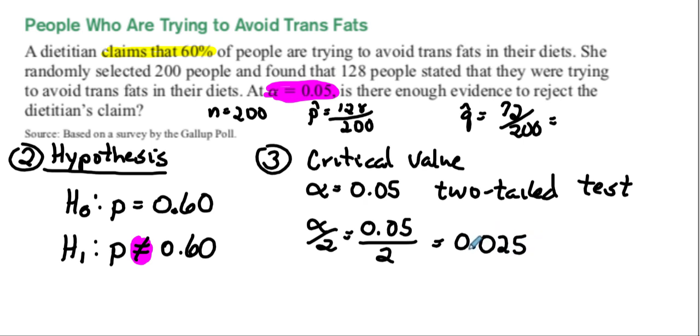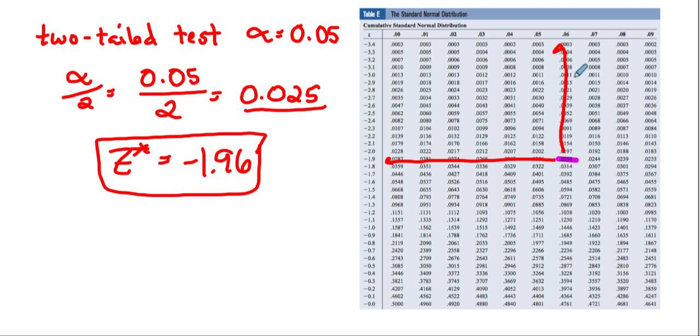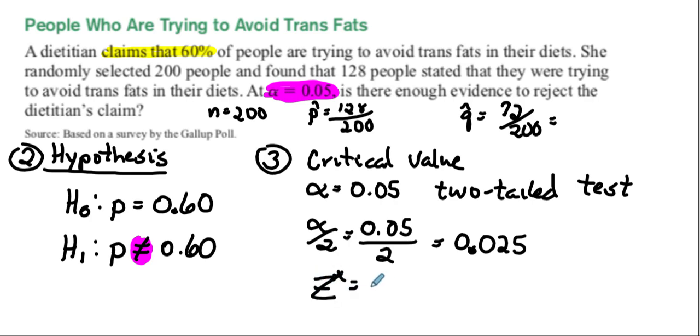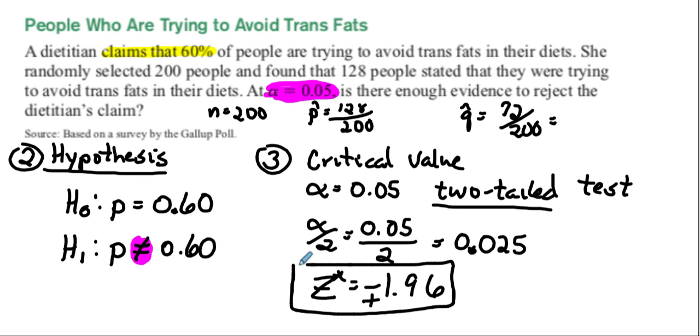0.025. We look inside our z table, and we find 0.025, which we did earlier. So that gives us a z critical value of negative 1.96. Of course, since this is a two-tailed test, we have to include a plus or minus on that value that we get from the z table.